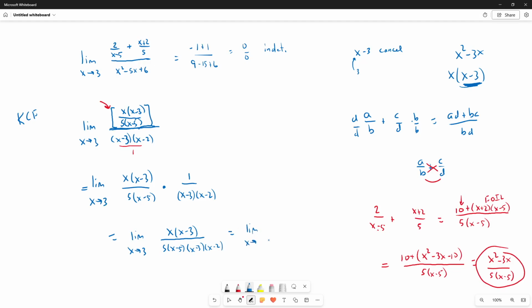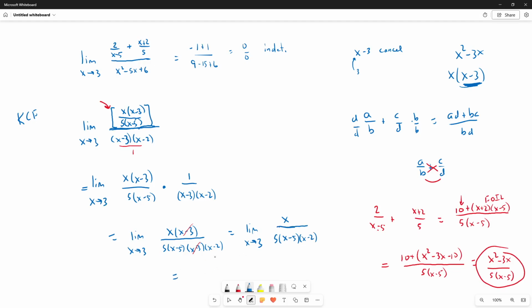And finally, we get to the point where we can see that an x minus 3 is going to cancel. We have a factor of x minus 3 in the numerator, and we have a factor of x minus 3 in the denominator, and we can cancel those factors. So we're left with x divided by 5 times x minus 5 times x minus 2.